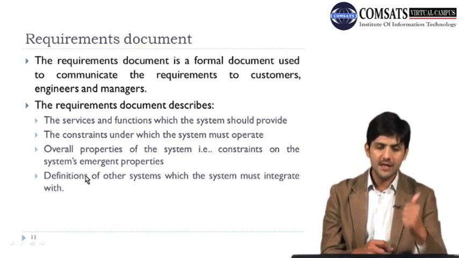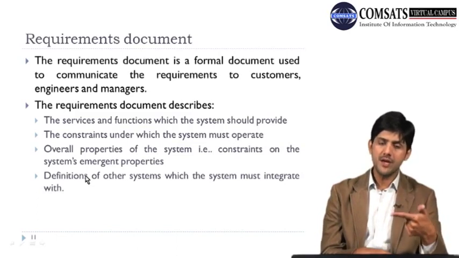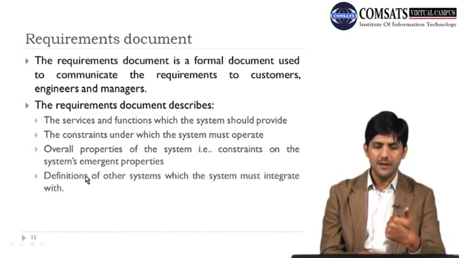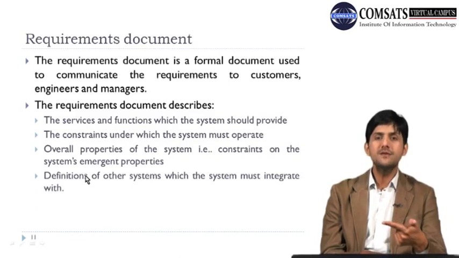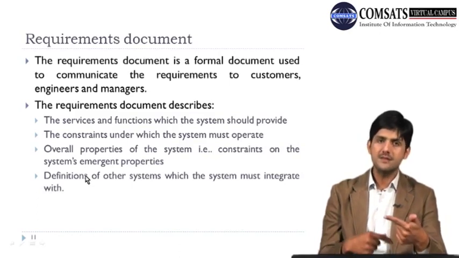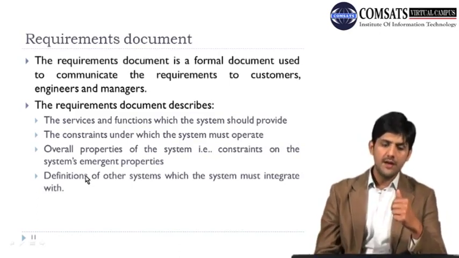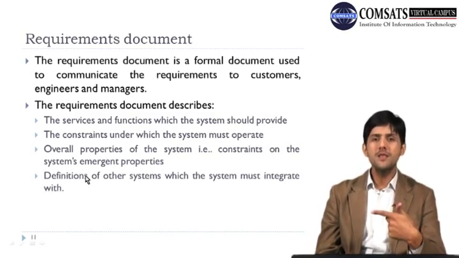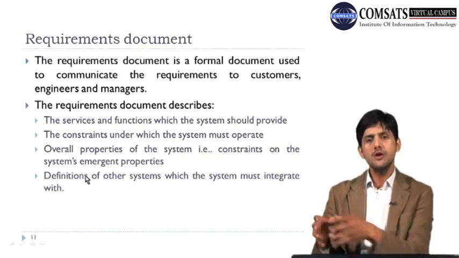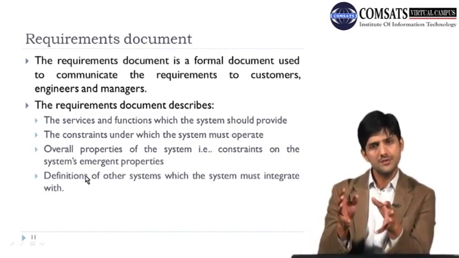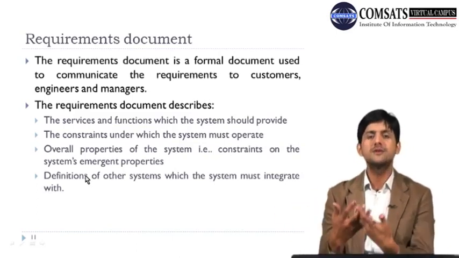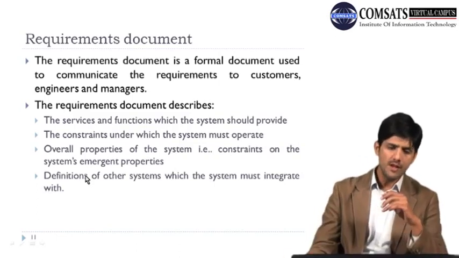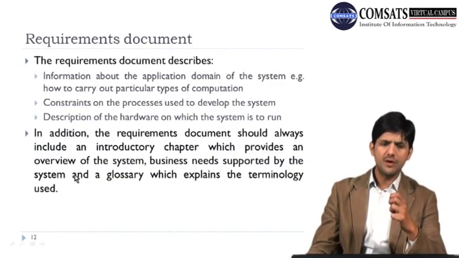Then comes the second bit. It describes the constraints under which the system must operate, it describes the overall properties of the system, that is the constraints on the system's emergent properties, and definitions of other systems which the system must integrate with. So if there are other systems which you are not developing but they're out there and your system should work with them, it also describes and defines them. So this is a general definition of a requirement document.